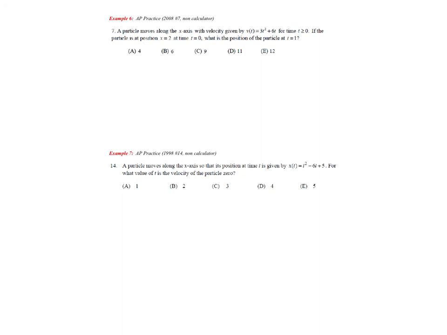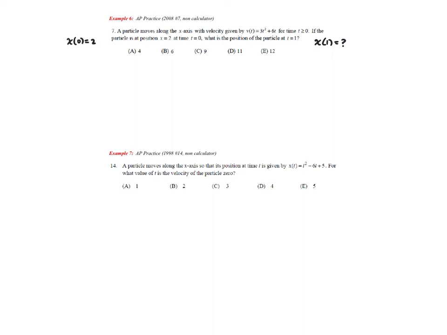All right, AP style questions, love them. Let's get going on them, both non-calculator. A particle moves along the x-axis with velocity given as follows. For t greater than or equal to 0, the particle is at position x equals 2 when t equals 0. So I'm going to say x of 0 equals 2. What is the position of the particle at t equals 1? So I want to know x of 1.